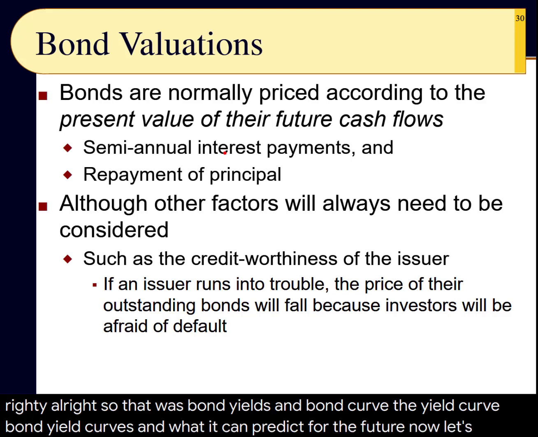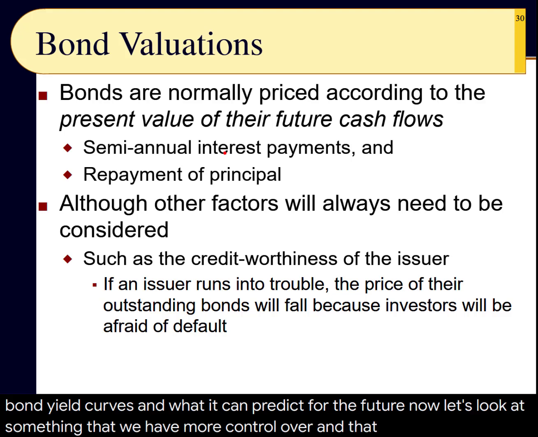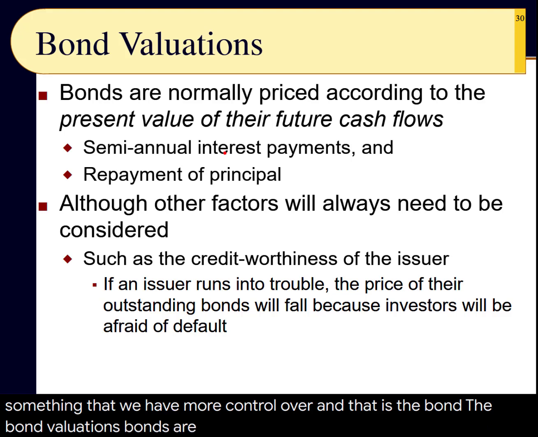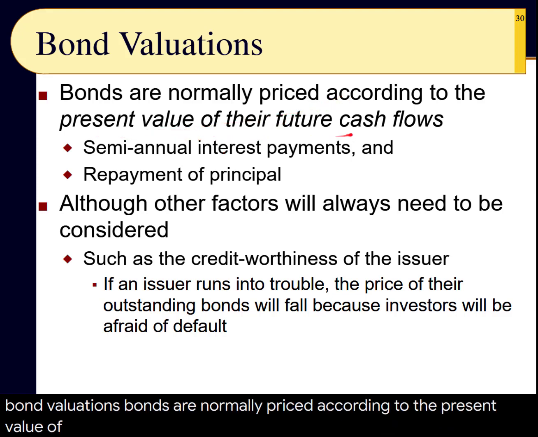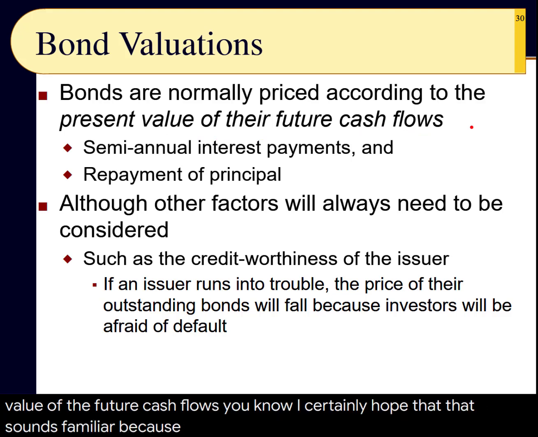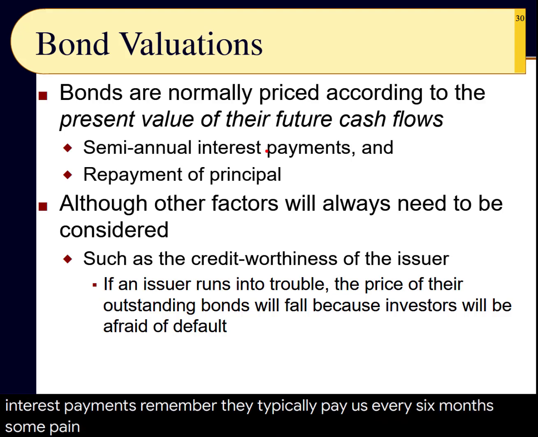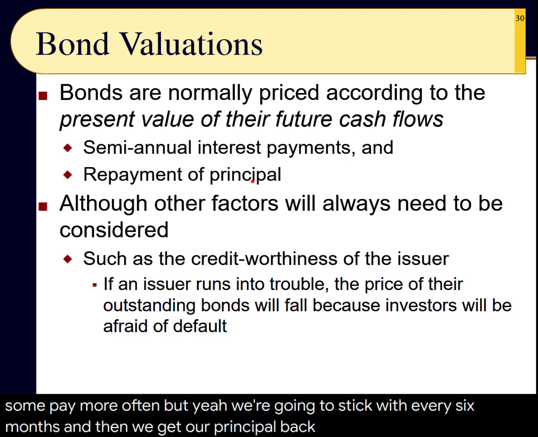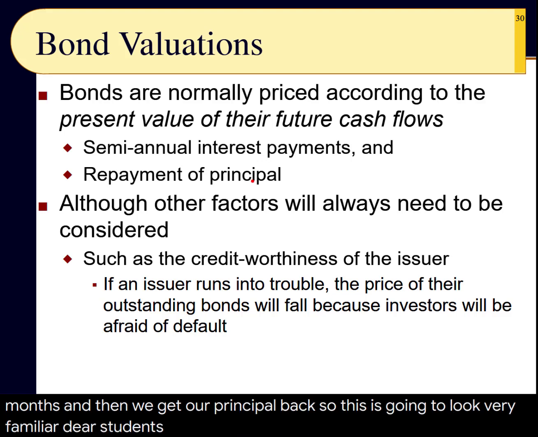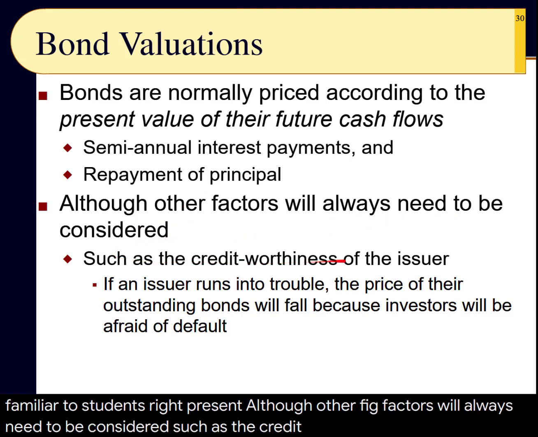Now let's look at something that we have more control over, and that is the bond valuation, at least our predictions for the bond valuations. Bonds are normally priced according to the present value of their future cash flows. I certainly hope that sounds familiar, because what we're going to get are semi-annual interest payments. Remember, they typically pay us every 6 months. Some pay more often, but we're going to stick with every 6 months. And then we get our principal back. So this is going to look very familiar, dear students. Right? Present value of the future cash flows? Although other factors will always need to be considered, such as the creditworthiness of the issuer.